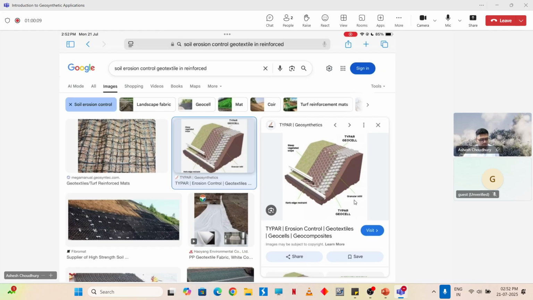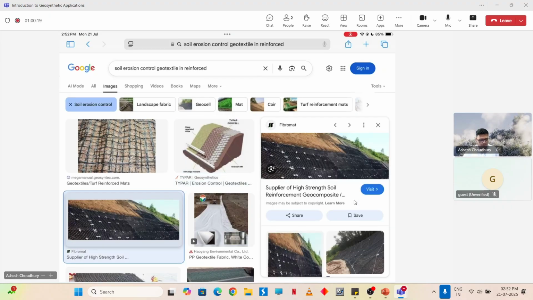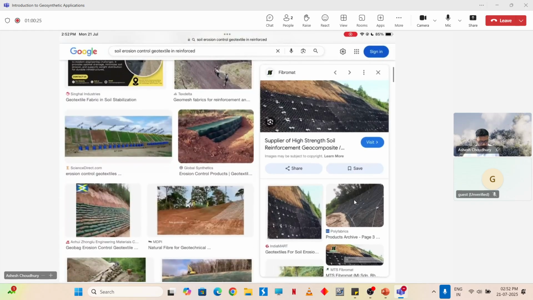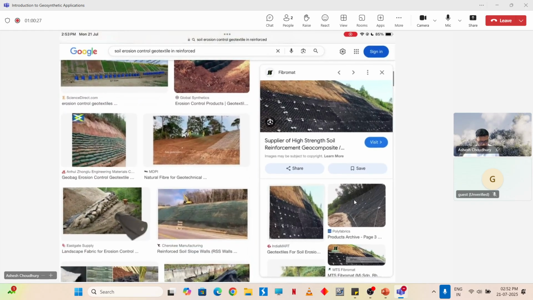So you place the geocell and you fill it with soil, and later on you see vegetation also grows up in that. Okay, so it looks very good also. Here also you can see the slope is protected, so geocells are placed and then filled with soil. Some of the pictures.